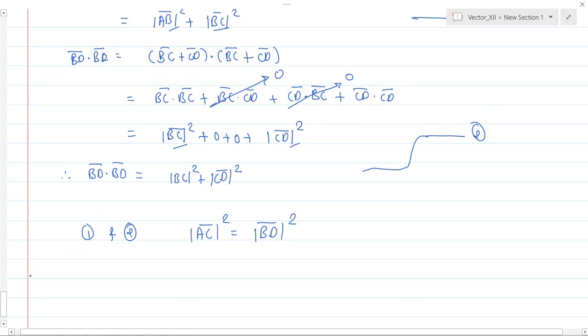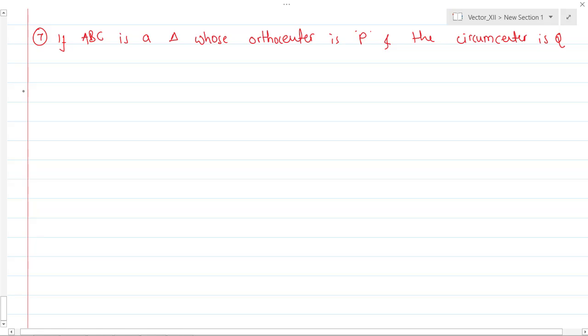Question number 7. So what does it say? If ABC is a triangle whose orthocenter is P and the circumcenter is Q, then prove that PA bar plus PB bar plus PC bar is equal to 2PQ bar.